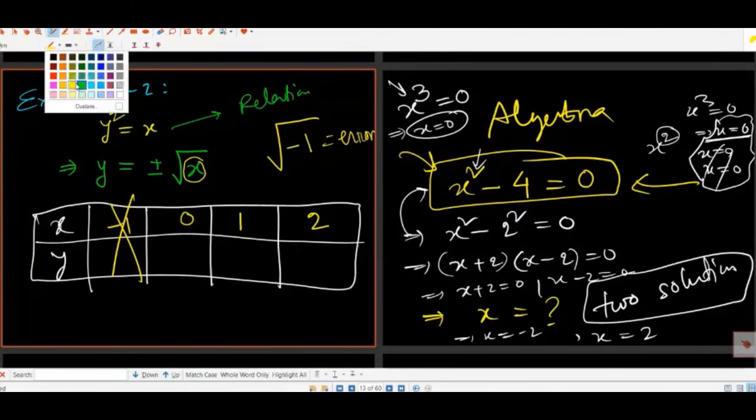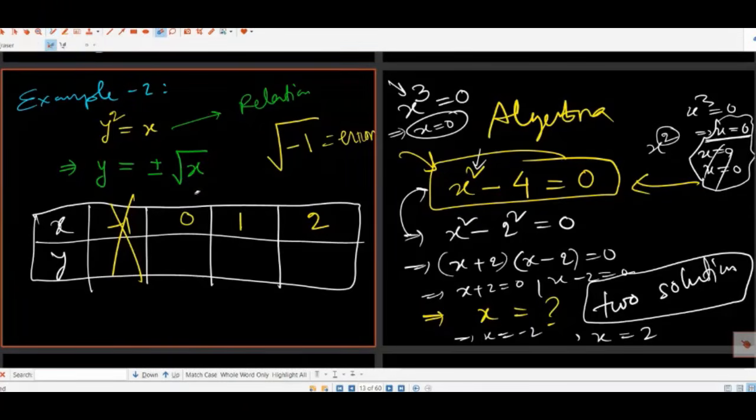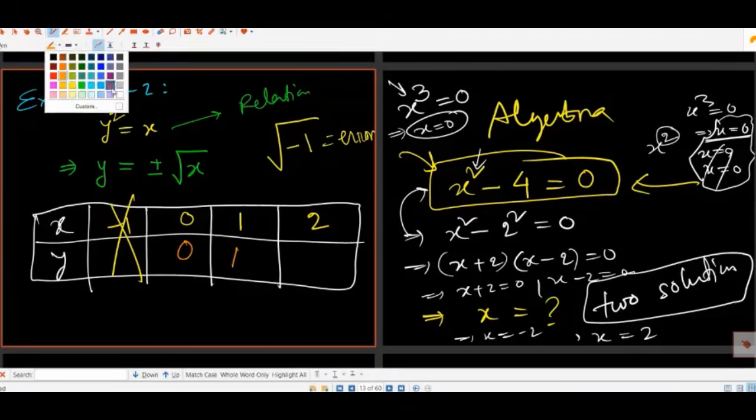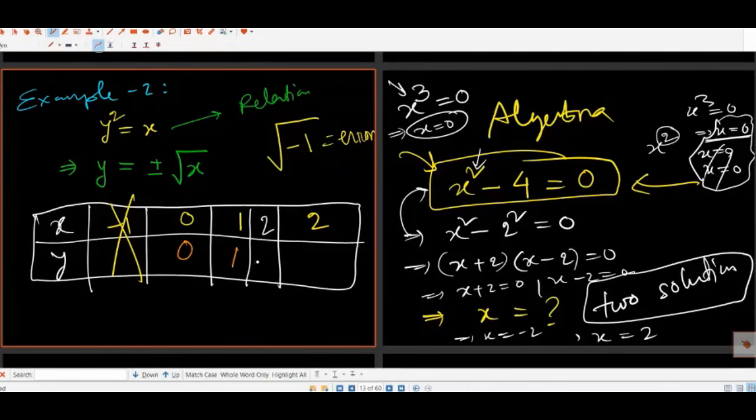If we input 0 where we have x, the square root of 0 will be 0. Square root of 1 will be 1. Square root of 2 is square root of 2. Square root of 3, the result will be square root of 3. If we input 4, the square root of 4 is 2. If you use a calculator, you will get the decimal values.